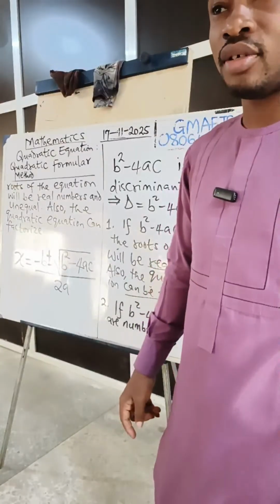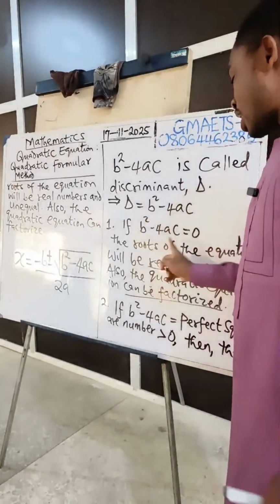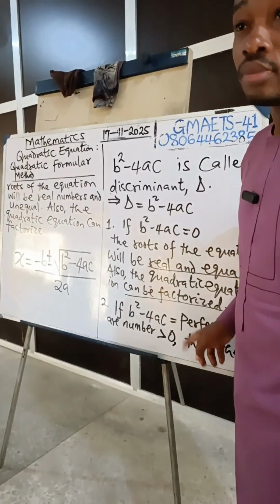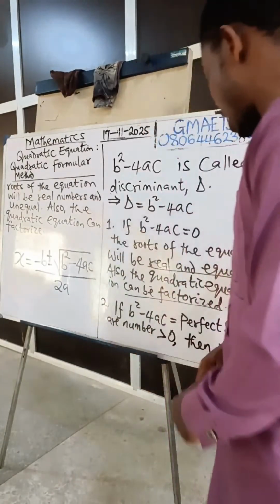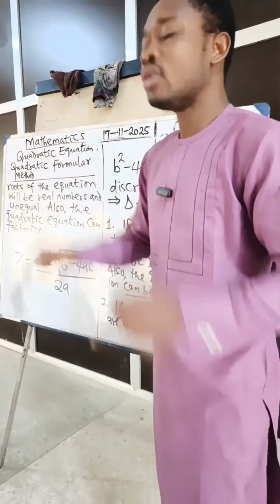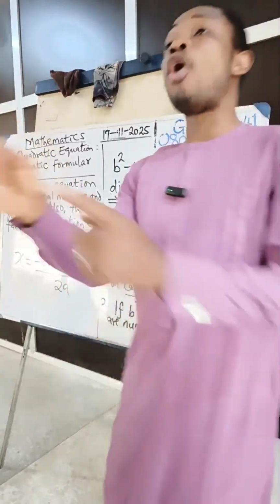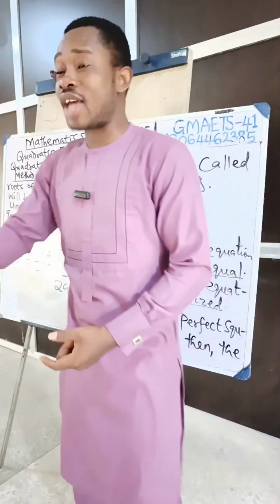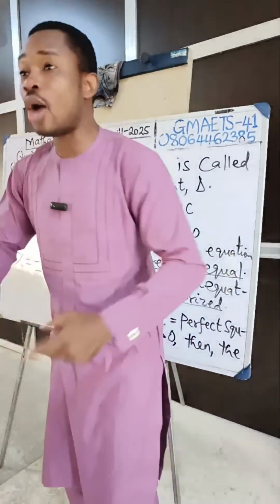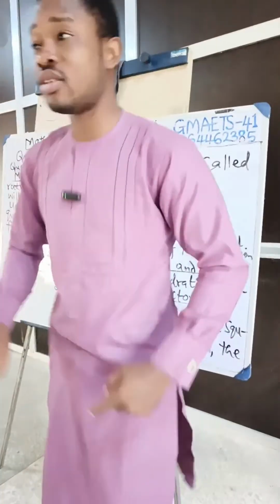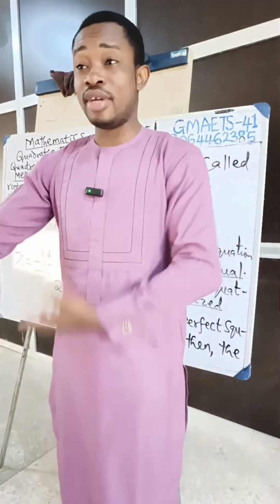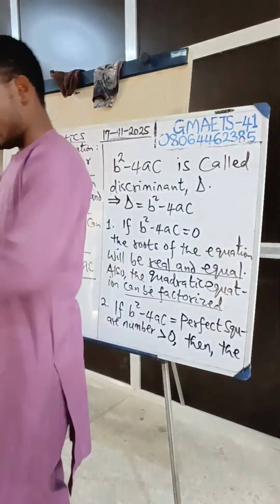Are you following right? If you use the discriminant and it gives you 0, can the quadratic equation factorize or not? Good. If you use the discriminant and you get a perfect square, can the quadratic equation factorize or not? It can. Therefore, if you use the discriminant and you do not get 0 and you do not get a perfect square, can that quadratic equation be factorized? No. That is why we now talk about other methods like completing the square method and even this formula method.